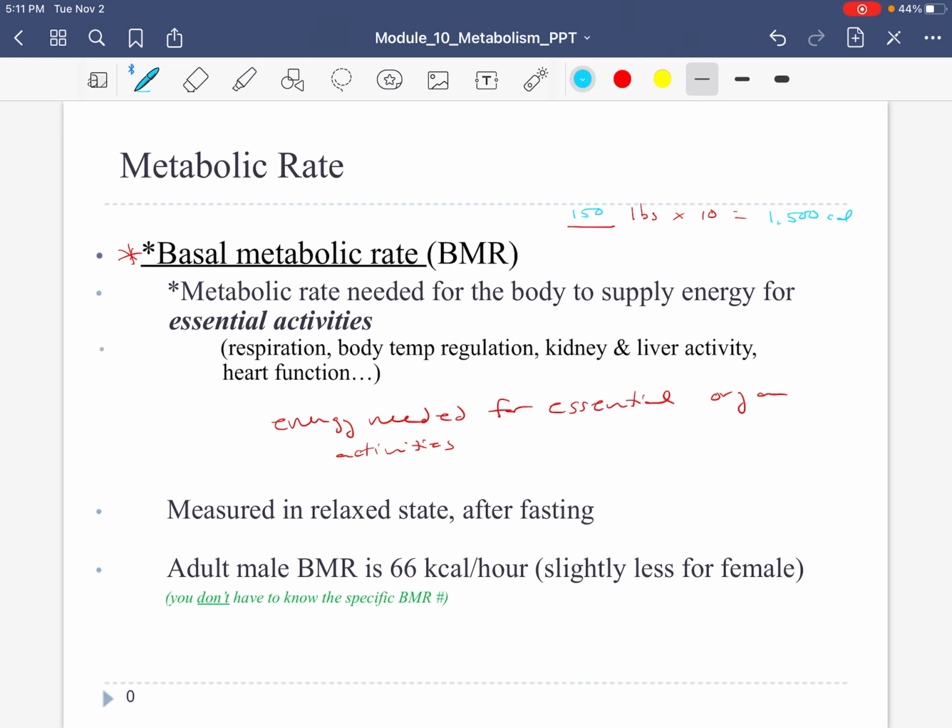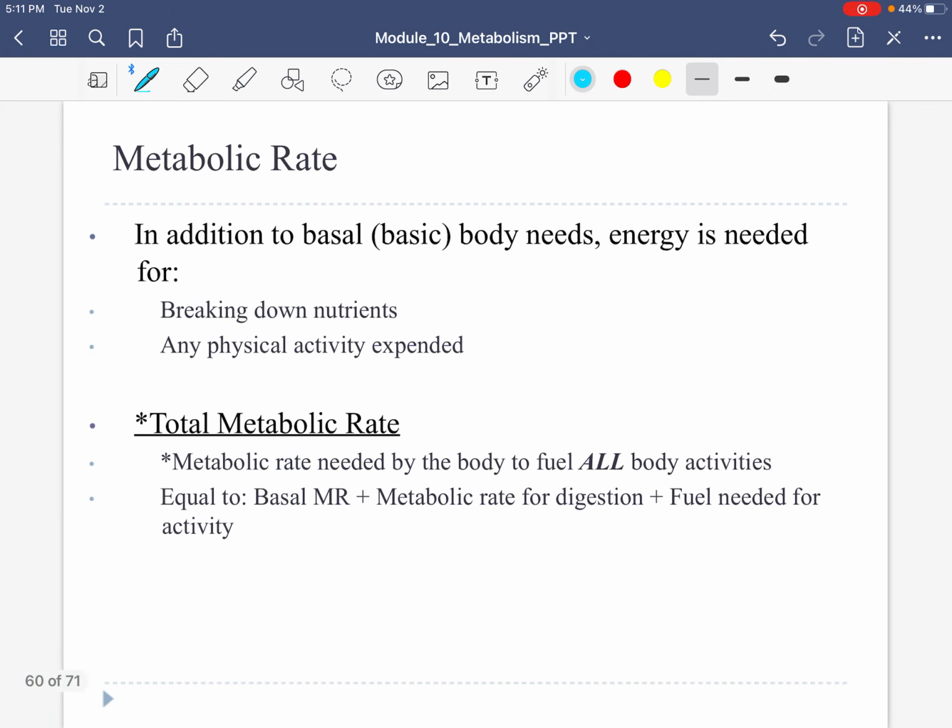I give you an example of how many calories per energy for a male, but you don't need to know that.